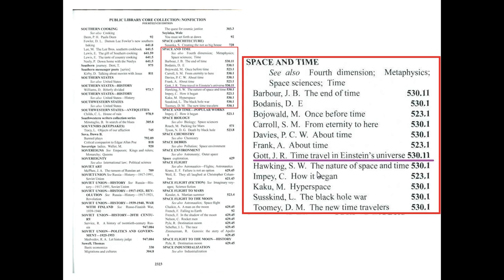specific subject. So here we see the subject Space and Time, which has multiple authors. So let's say you recognize this author, J.R. Gott, and you wanted some more information about this book that he's released. So you would flip to Dewey 530.11.